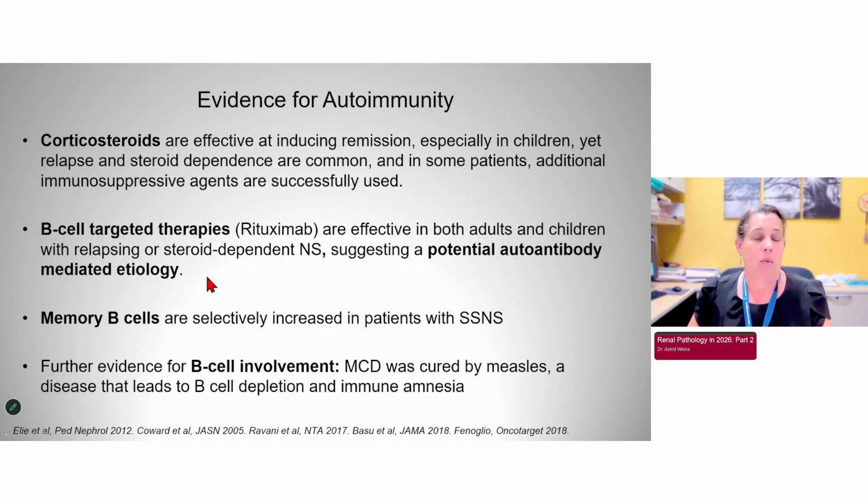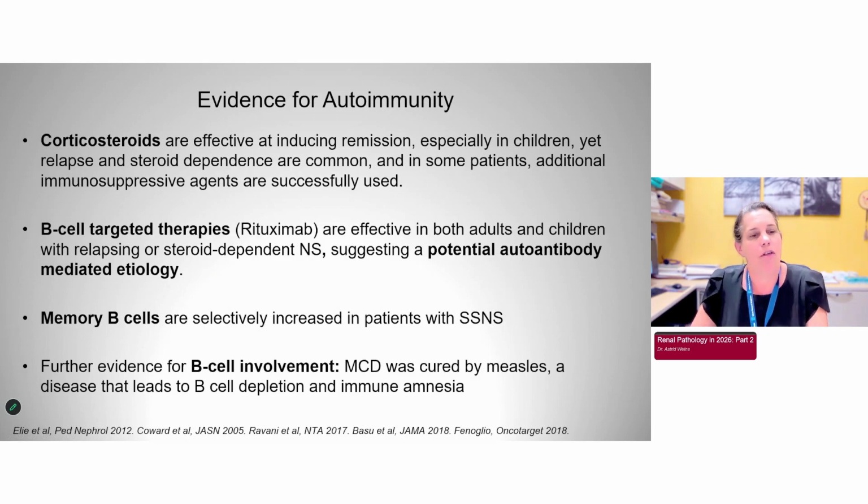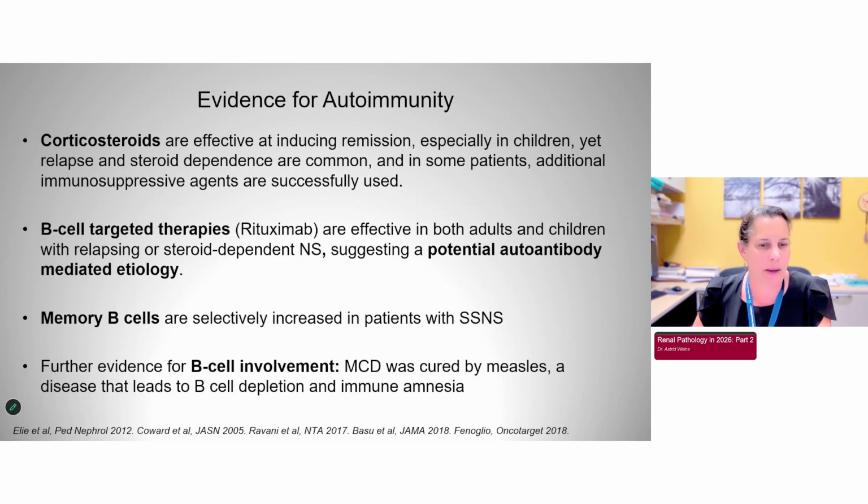What we do know also is that B-cell targeted therapies like rituximab have really helped and revolutionized the treatment of these patients, especially those that are becoming frequently relapsing or steroid dependent. And it's been quite effective in those patients, suggesting that there is a potential autoantibody-mediated etiology, since rituximab mostly targets B cells, and B cells produce antibodies. So this is something that was thought about, although there were other concepts about rituximab having a direct effect on T cells as well, although that has become a little less important in this context. And then we know that memory B cells are selectively increased in patients with steroid-sensitive nephrotic syndrome. This is work that was published by some groups in Italy mostly.